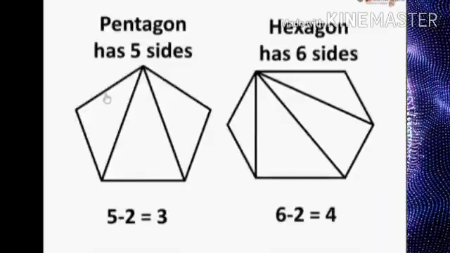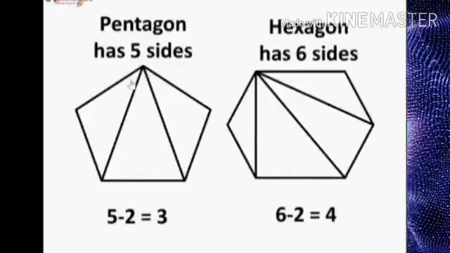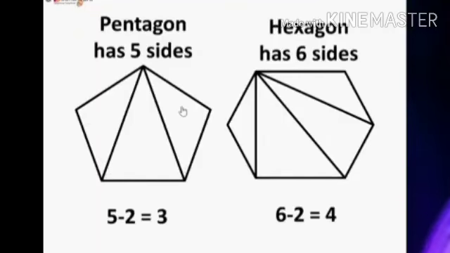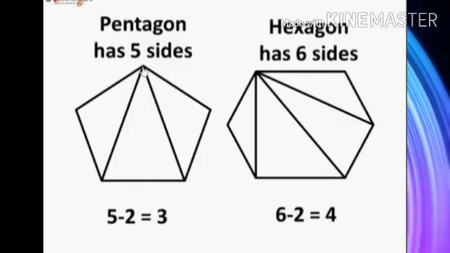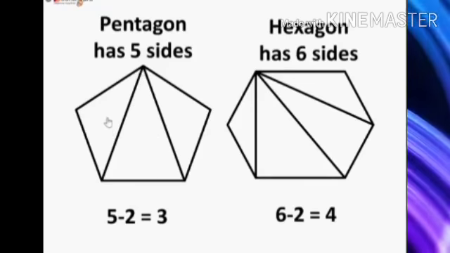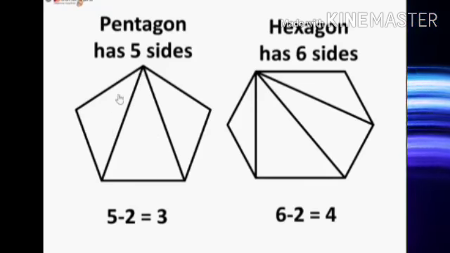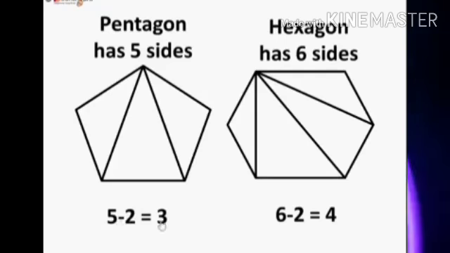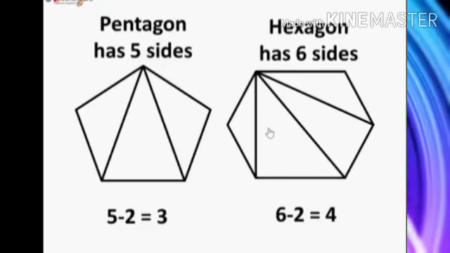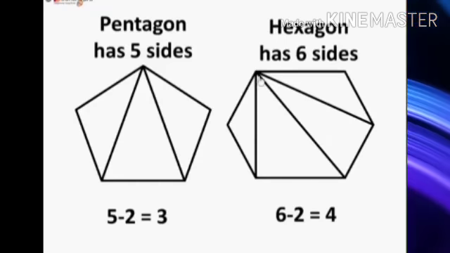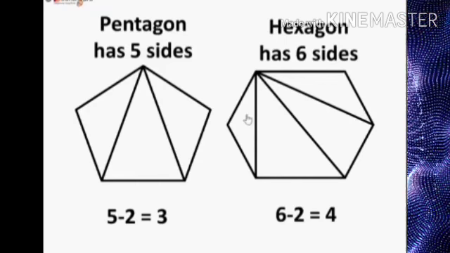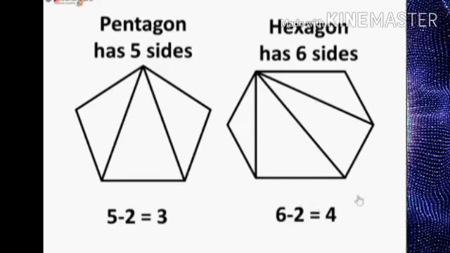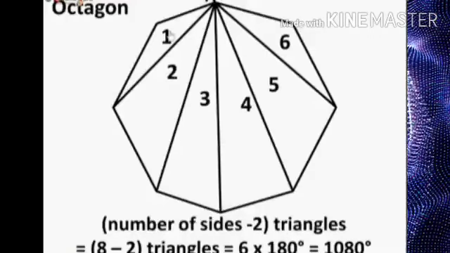Have you noticed one thing? That pentagon has 5 sides, and the number of triangles it can be divided into is 5 minus 2. That is equal to 3 triangles. Similarly, if you look at a hexagon, hexagon has 6 sides. Isn't it so? And when we subtract 2 from it, we get 4. And a hexagon can be divided into 4 triangles.